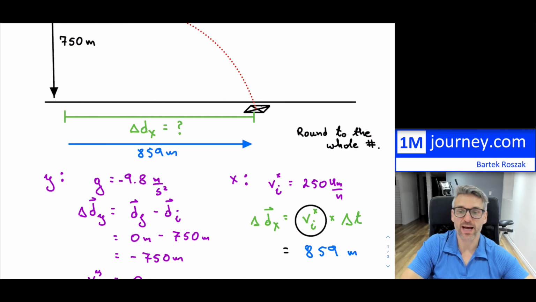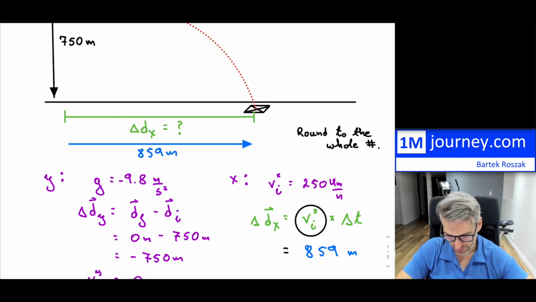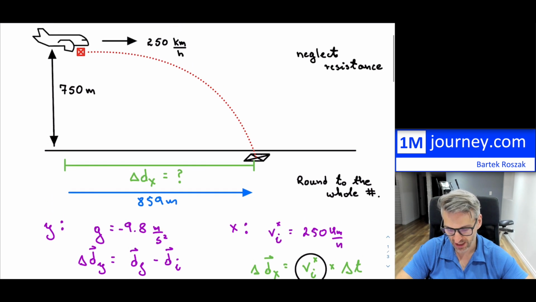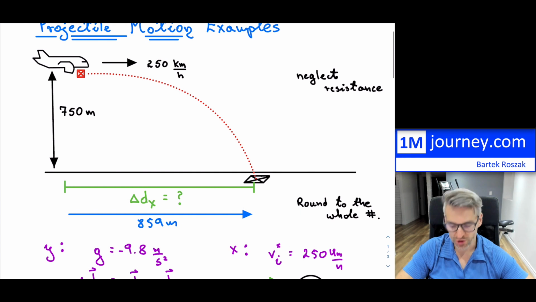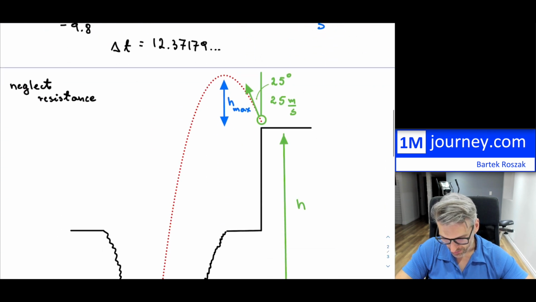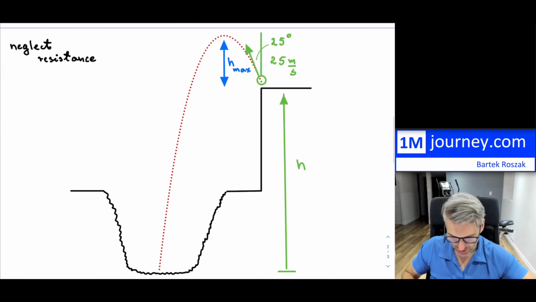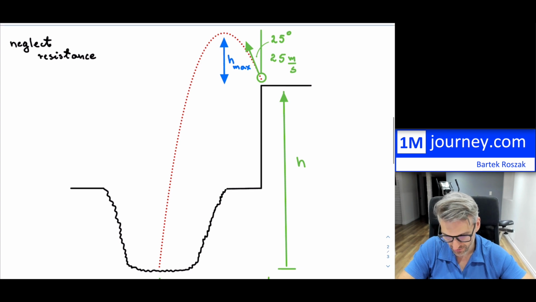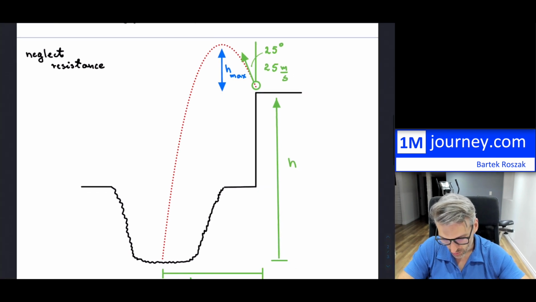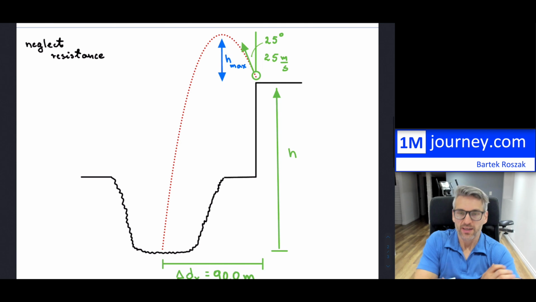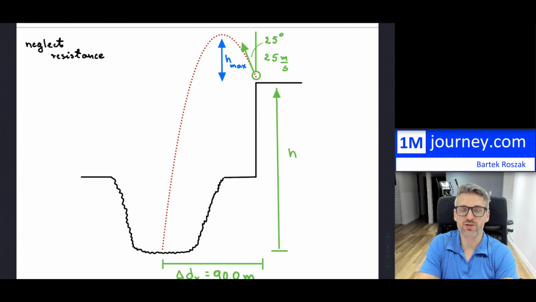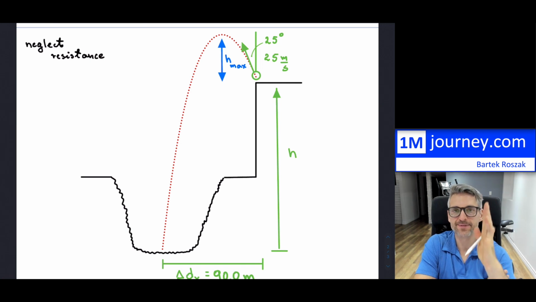So that's one example, and this is a nice example which forces you to understand this projectile motion. Here's another example for you. It's a little bit different than the previous one. So what do we have in here? Let's say we have a ball and it is being launched, and notice that it's 25 degrees, but it's 25 degrees to the vertical, all right?